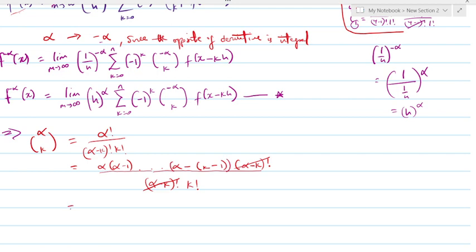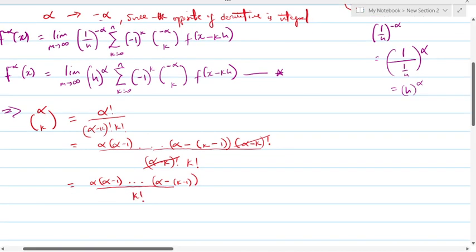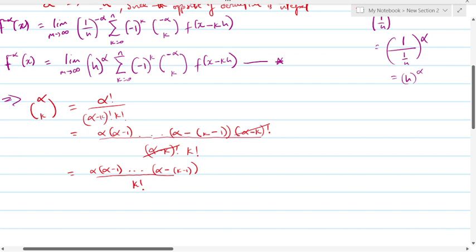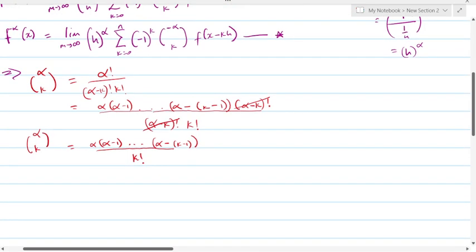Then we're going to have alpha minus 1 dot alpha minus k minus 1, everything over k factorial. So now don't forget this is the positive alpha combination k. Now let's substitute our alpha for negative. That's our main goal.